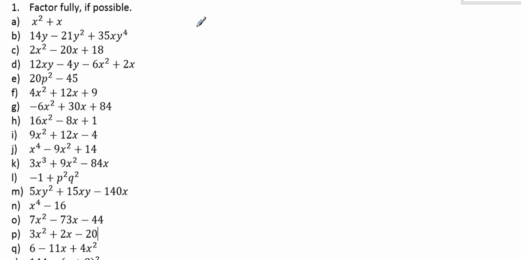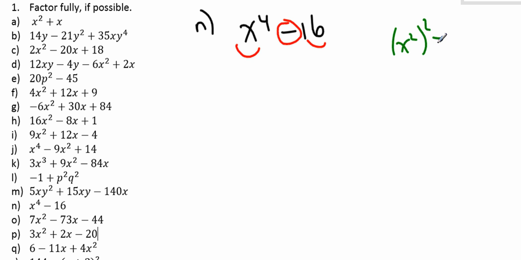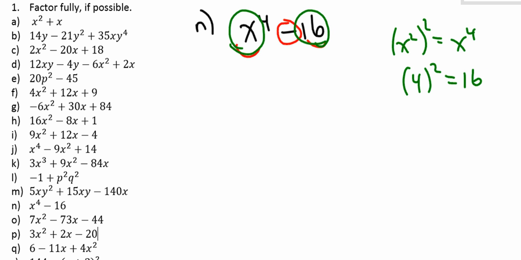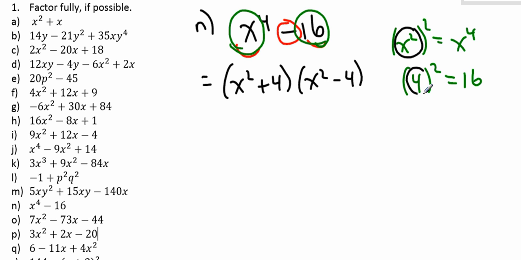Next question, N. So, can I common factor? No. But again, you should see a negative sign, perfect square, perfect square. So remember that x squared squared is x to the 4, and 4 squared is 16. So this is a perfect square, and this is a perfect square. So we're going to be able to factor into x squared plus 4 and x squared minus 4. So again, x squared goes in front, 4 goes in the back, and we have the conjugates, the positive and the negative.